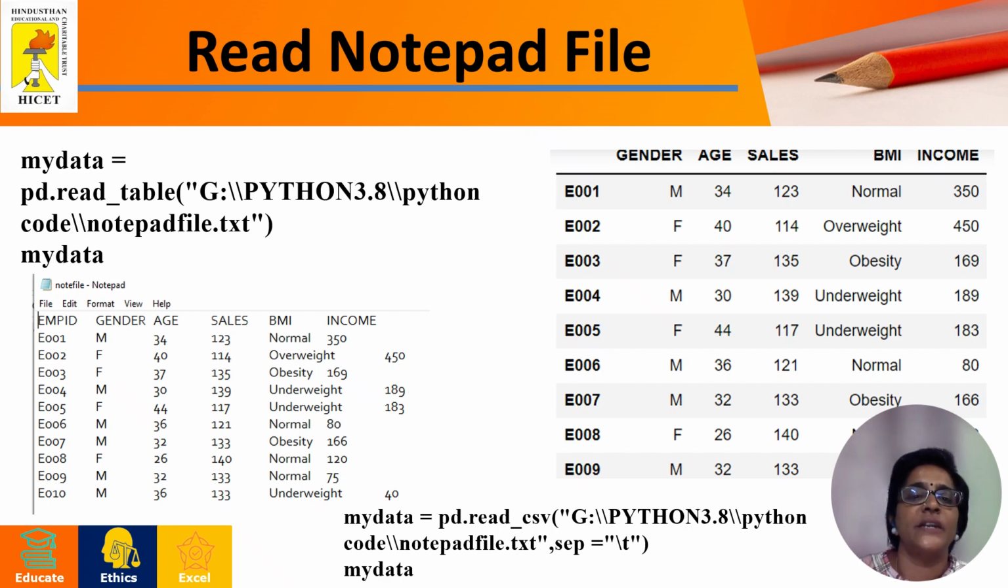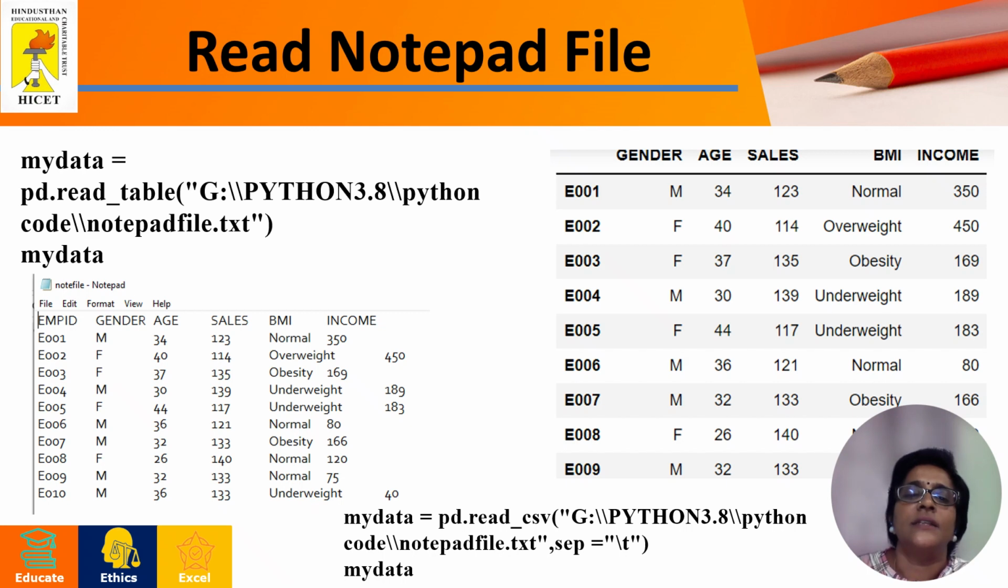So if I want to read this particular text file which is separated by a tab, then in that case I can use my command pd.read_table, and I can specify the location with the file name as notepad file.txt. There is one more method which can be used for reading a text file which is separated by tab. So now this is the next representation: my data is equal to pd.read_csv with the separator information as \t.